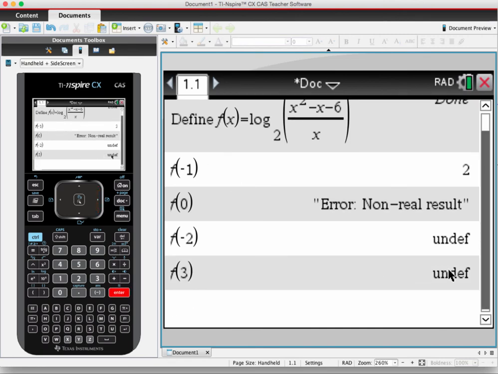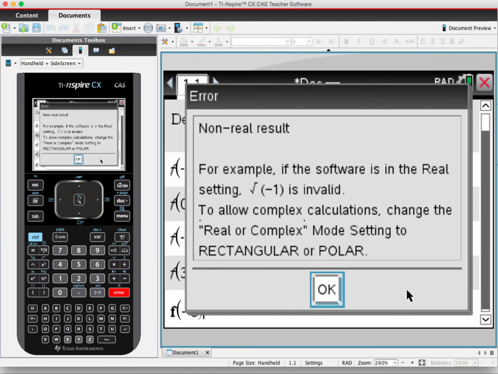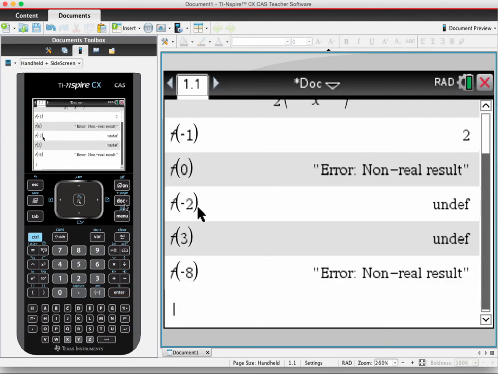We also get undefined, which is suggesting, because it's not saying non-real result, this calculator probably means undefined to mean infinite. And what happens if we put -8 in after all? It's telling us non-real result again. And it's saying if we want to get some complex calculations, we can change the mode. So let's do that. Let's change the mode in our calculator.